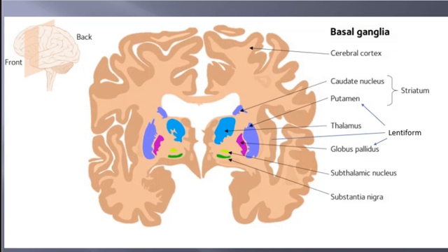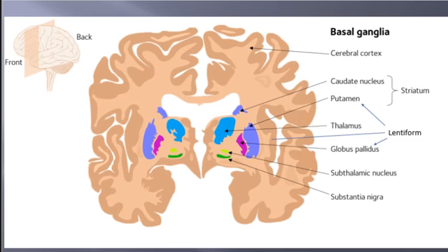We have the lentiform, which includes, how do you say that word? The putamen and the globus pallidus. These two together are the lentiform, and our subthalamic nucleus, below the thalamus, and our substantia nigra. Nigra means dark, so gray matter, dark matter, that dark stuff. And so that's the stuff, so it's doing some thinking there. These are those basal ganglia.